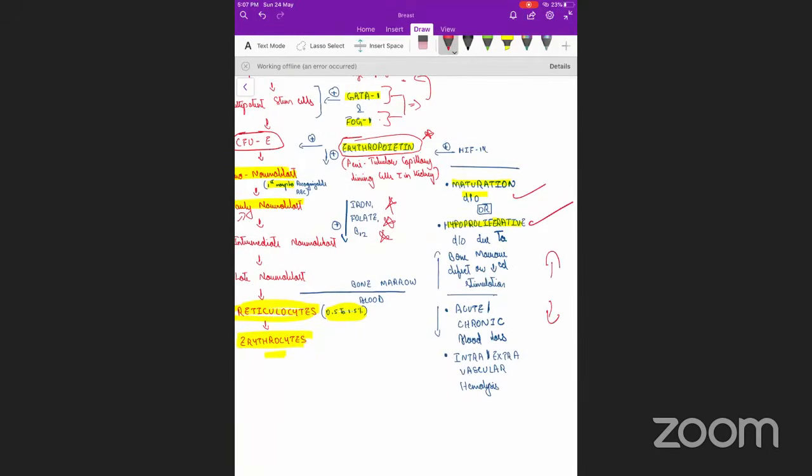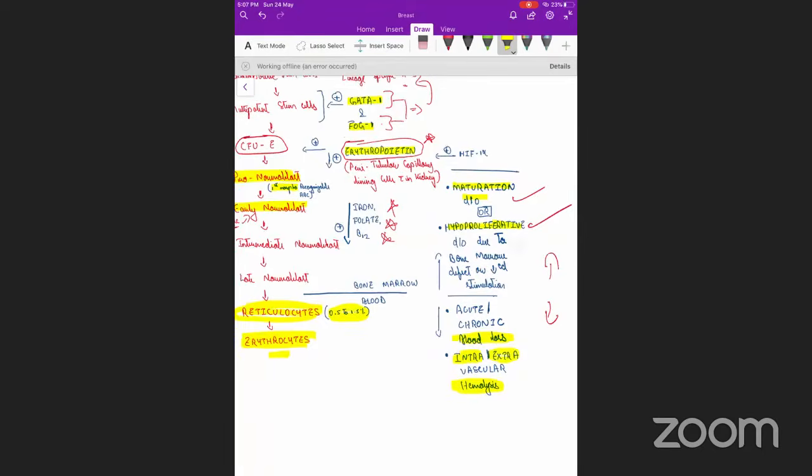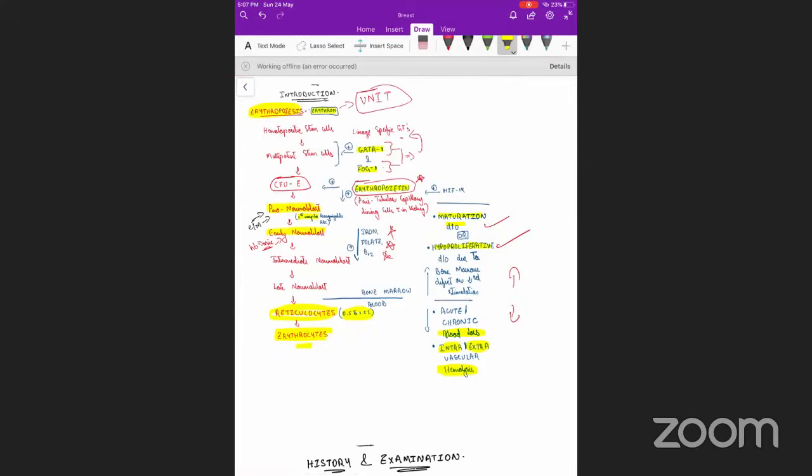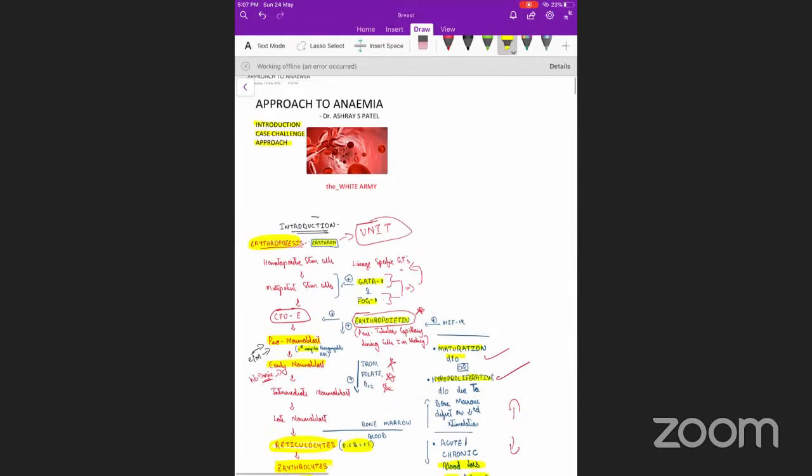What happens in the blood once it comes into the periphery? What can be the cause? It can either be due to blood loss, which can be acute or chronic, or it can be due to hemolysis. The red cell is formed properly, but it is broken down. That can further be intravascular and extravascular. So this is the basic of how RBC is formed, and at what level, if some factor affects, what type of anemia is formed. So we saw the basics. Next, we'll go to the case challenge.